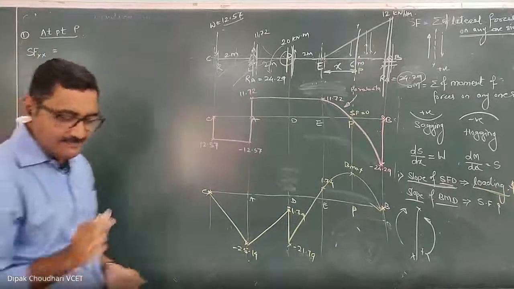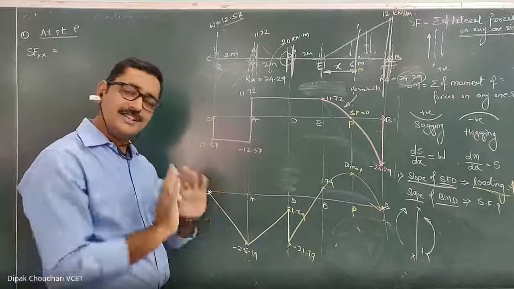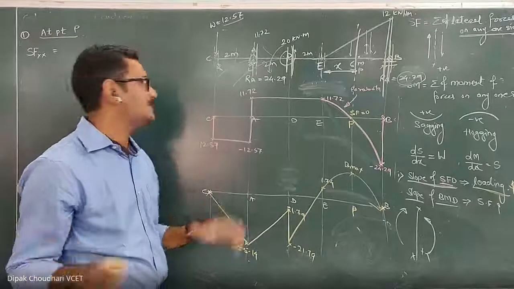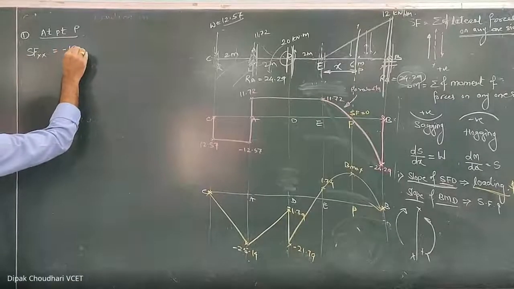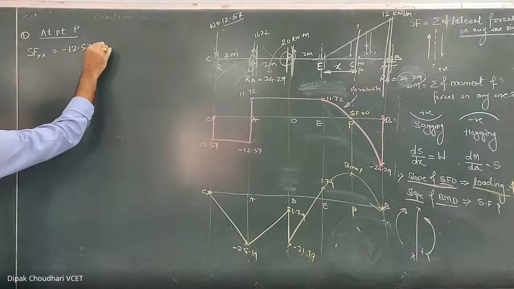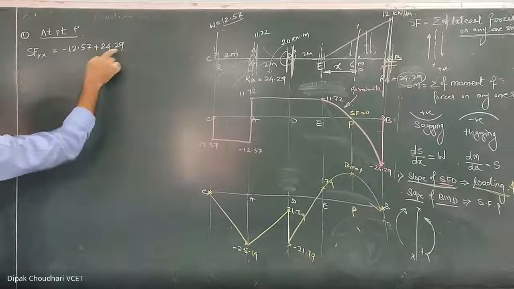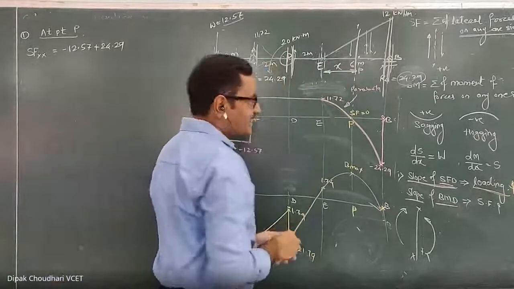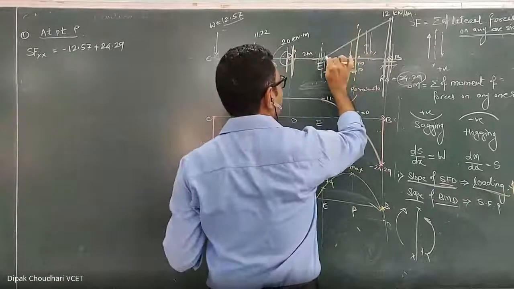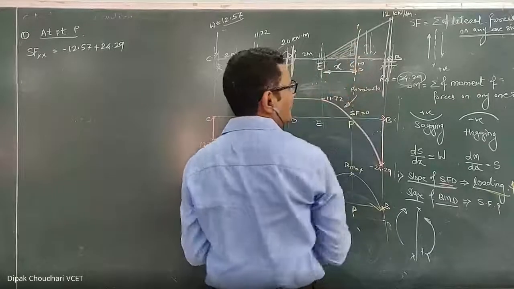How can we get the equation of the shear force there? By the usual method. Take the algebraic summation of the forces on any one side. I'm considering the forces on the left hand side, so it is minus 12.57 plus 24.29 upward. This is the shear force equation, so only forces will come, not moments. Then on the left hand side of this section, this triangular load is there again. So I have to consider this much triangular load only.